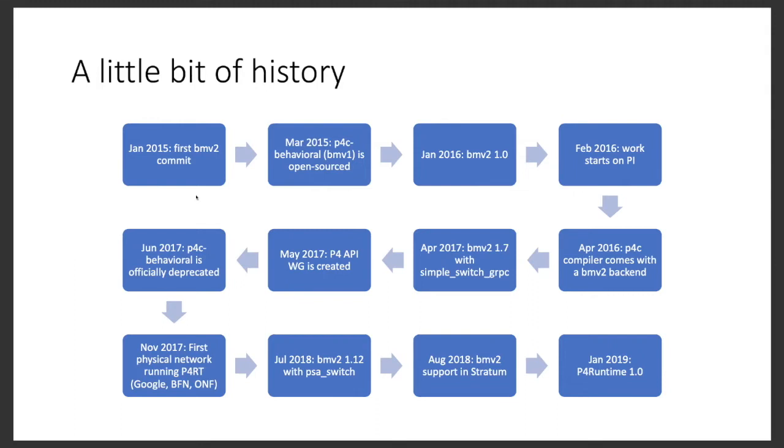Then in 2017, we introduced a new BMV2 target, Simple Switch GRPC, with support for P4 Runtime. At that stage, P4 Runtime was kind of a prototype that was being worked on jointly by Barefoot Networks and by Google, and it had evolved from the PI project. That year, we also created the P4 API working group. We deprecated the first version of the behavioral model, BMV1, P4C behavioral. That was a busy year.